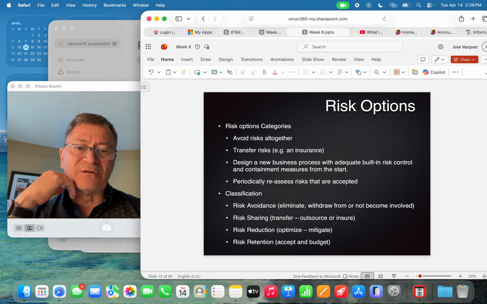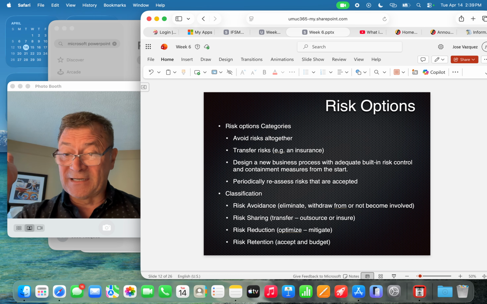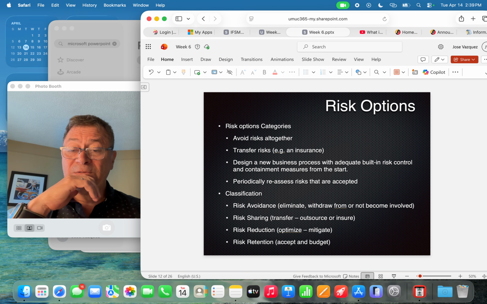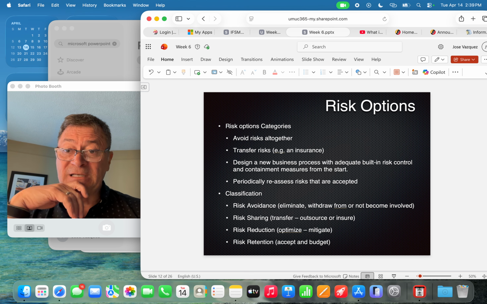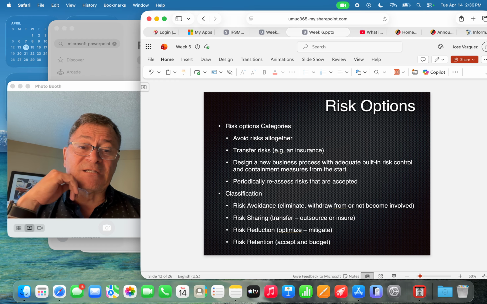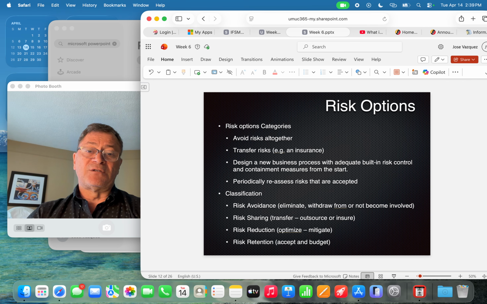Risk options: avoid the risk altogether. Transfer the risk. Some people buy insurance, believe it or not. There's a risk that they may lose a certain amount of clientele, and there's insurance for that. If there is an accident, there's insurance for that. They're very expensive, but people do have them. Or design a new business process with adequate built-in risk control and containment measures from the start. Sometimes it's a material issue, but sometimes it's a process issue. So how are you going to mitigate? You create a new process that manages the issues that may come up. And then periodically you reassess the risks that are accepted.